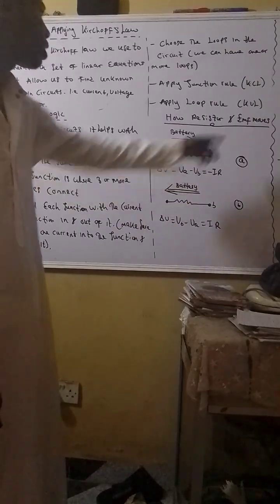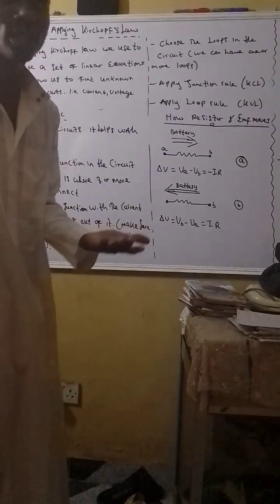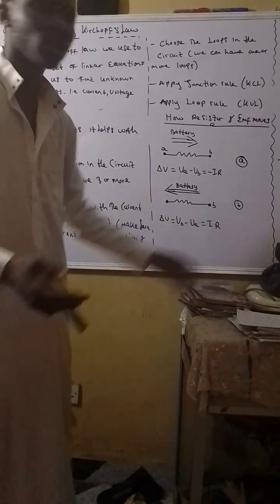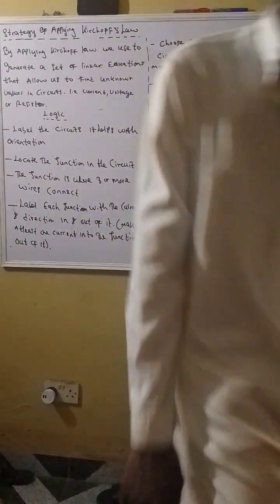So let's now talk about the EMF, the main source. When it moves from positive straight down, what would happen to the voltage? And when it moves from negative straight down, what would happen to the voltage?